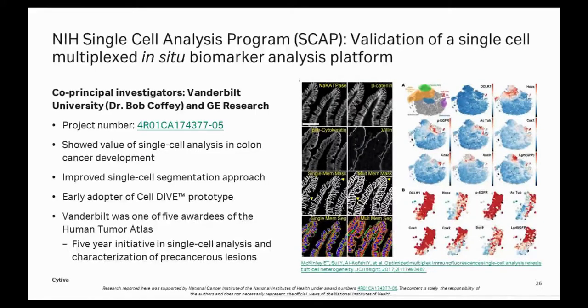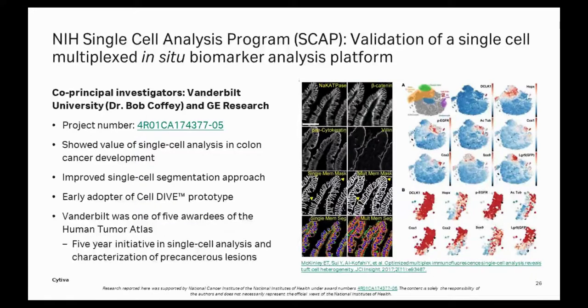There are many benefits to these types of relationships. You understand better what they need from a research perspective. In this case, we needed very precise single cell segmentation because the cells that we were looking at in colon are very varied in their shape and their size, and you do not want to leave any cell out of your analysis. This group were a very early adopter of the cell dive prototype, and they've been using it ever since, giving us great feedback.